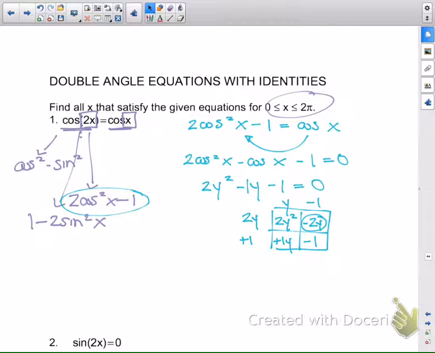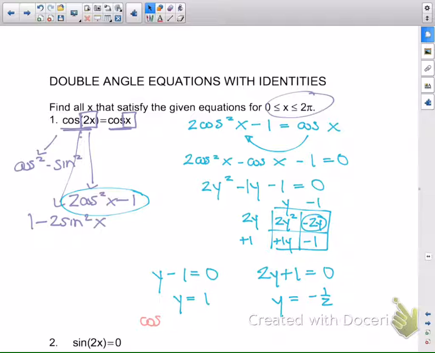And then what do I do with my factors? Set them equal to 0. So if I set y minus 1 equal to 0, I'm looking for where y is equal to 1. If I set 2y plus 1 equal to 0, I'm looking for where y is equal to -1/2. But this is where we don't stop there. Several of you made the mistake on your quiz of this was my answer. Wrong. Okay? You substituted a y for a what?